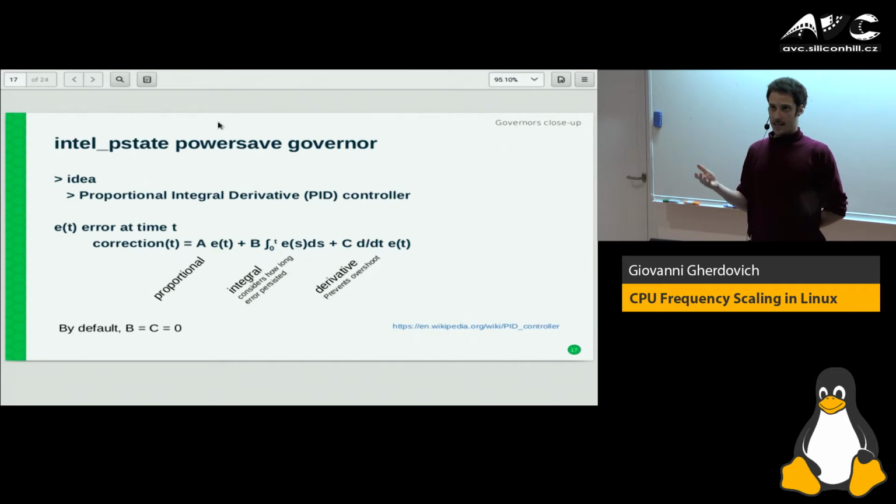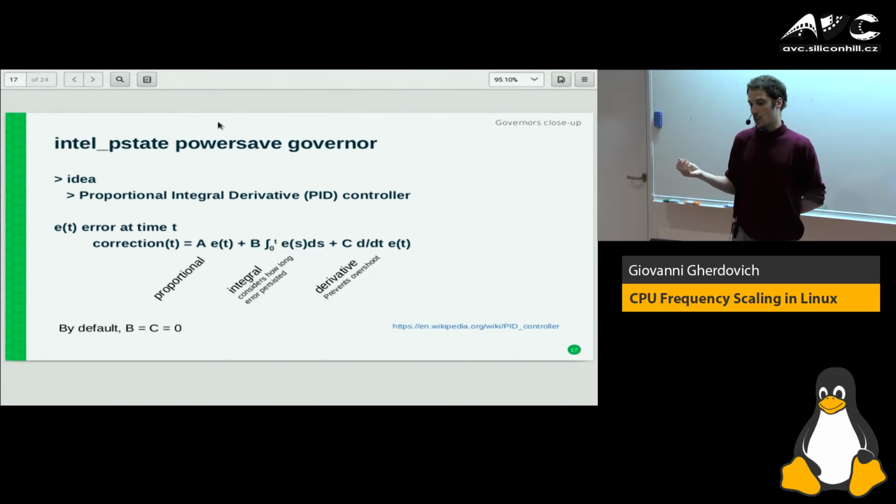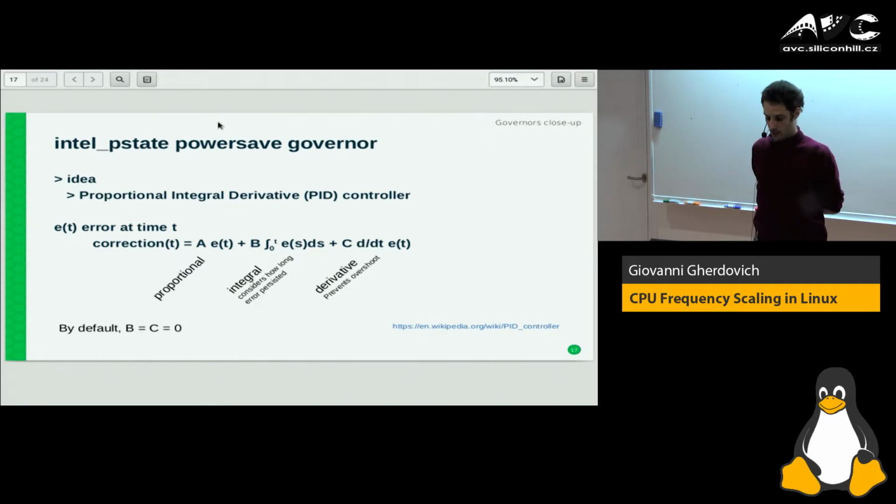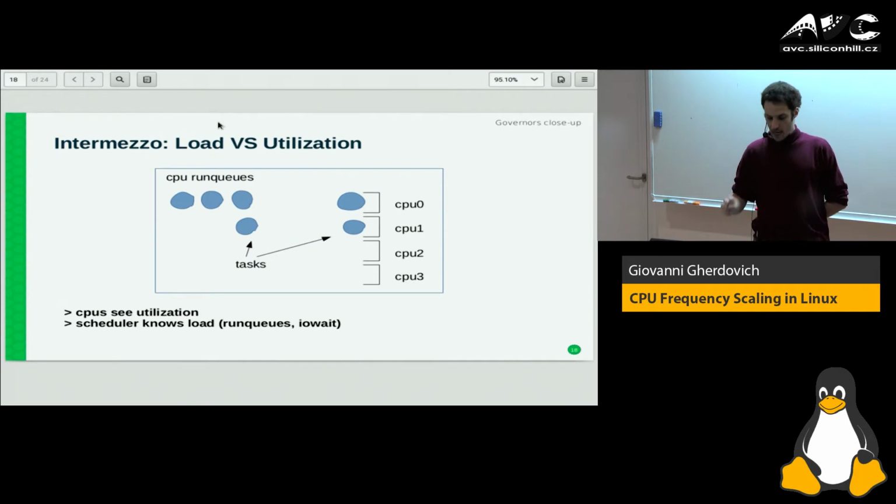I'm sure that they tested this a lot, and they saw that it was the go-to mechanism to perform this kind of activity, this kind of control. But then they probably had trouble managing the B and C parameters, and they said, okay, let's shut them down. So now I would like to introduce this concept, and it's the difference between load and utilization in a machine.